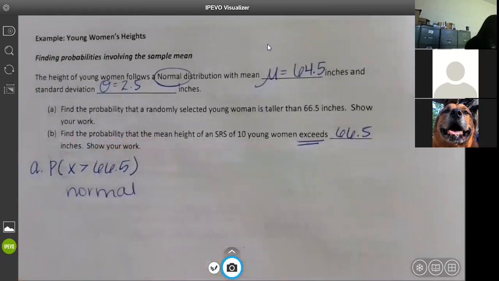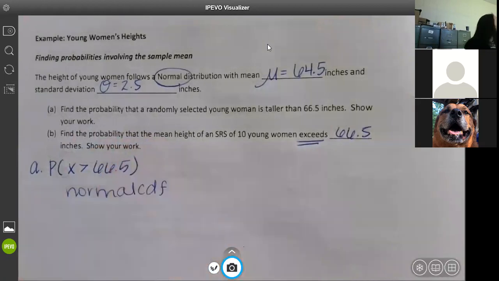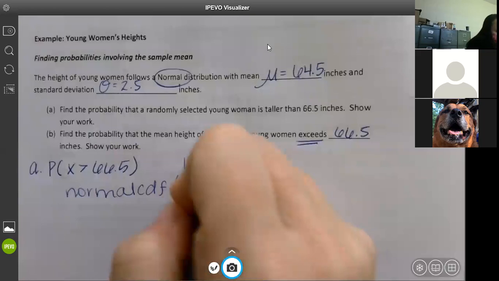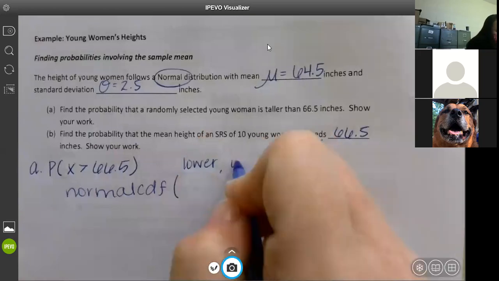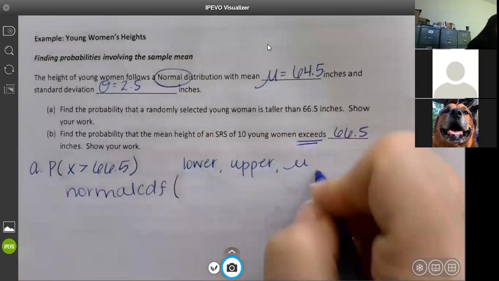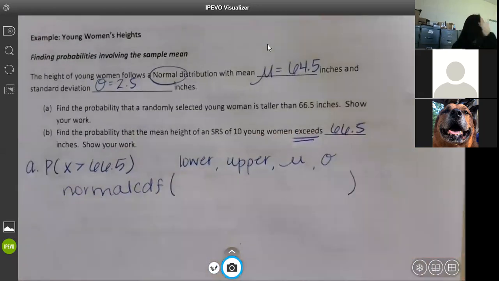PDF or CDF? Why CDF? Because it's an inequality. Remember, PDF is for equal to. It's going to ask us about lower, it's going to ask us upper, it's going to ask us our mean and our standard deviation. Make sure when you do this on your AP exam and on your tests, you define what all these are, okay?